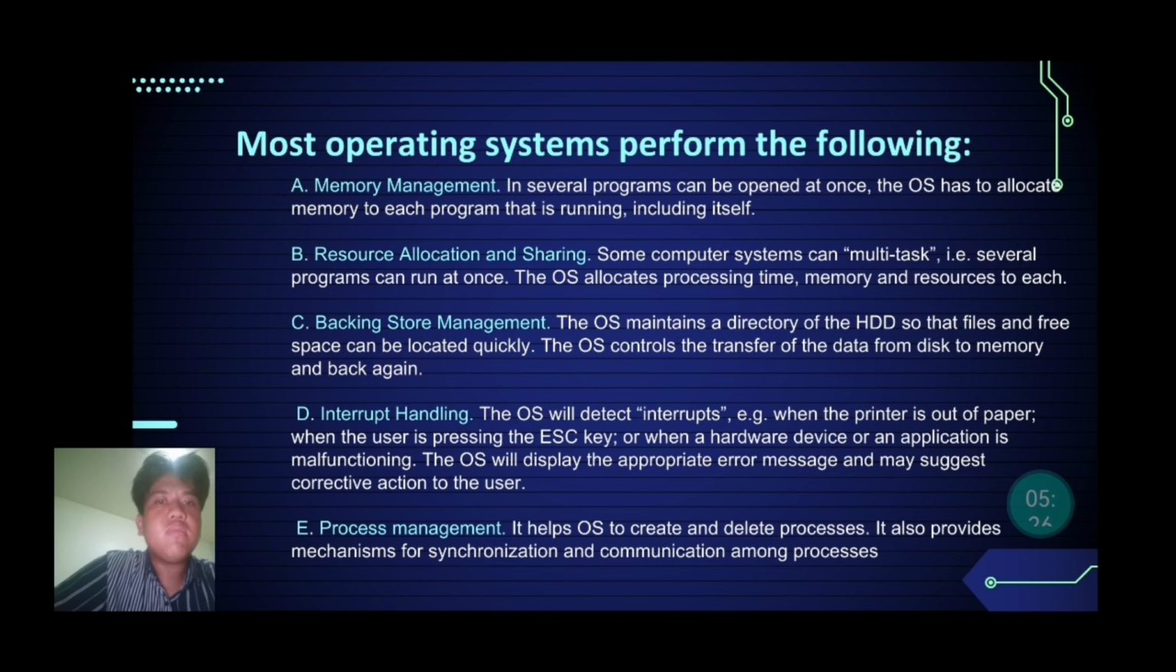Letter E, process management. It helps the OS to create and delete processes. It also provides mechanisms for synchronization and communication among processes. Ibig sabihin nito ay it involves overseeing and controlling the execution of multiple tasks or processes within the computer system.